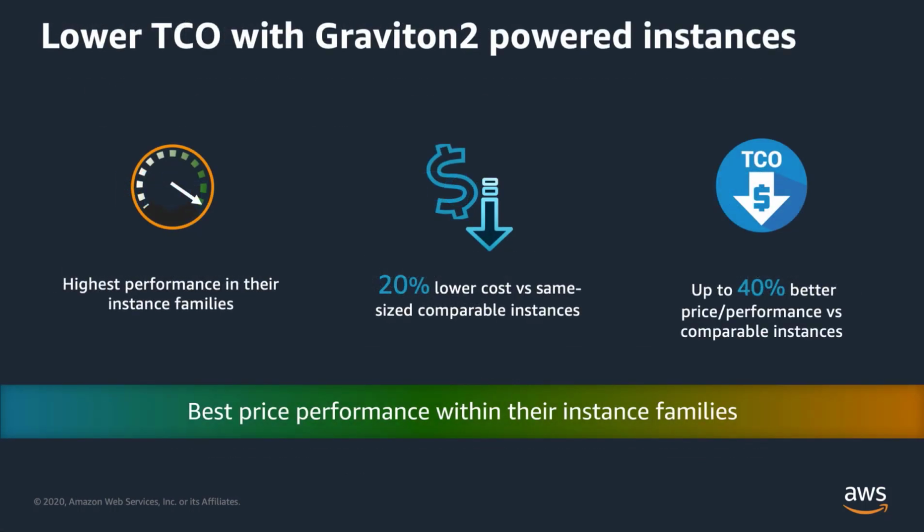So Graviton 2's role in life is to offer the best price performance within their instance families. They offer the highest performance, 20% lower cost for the same sized instances with the comparable x86 families, and up to 40% better price performance. And as we'll see later, we've got some benchmarks, some real world workload cases, and also some customer feedback that helps give you a good view of the kinds of data that we've been able to collect, but not only that, what our customers have been observing from their time working with Graviton 2.